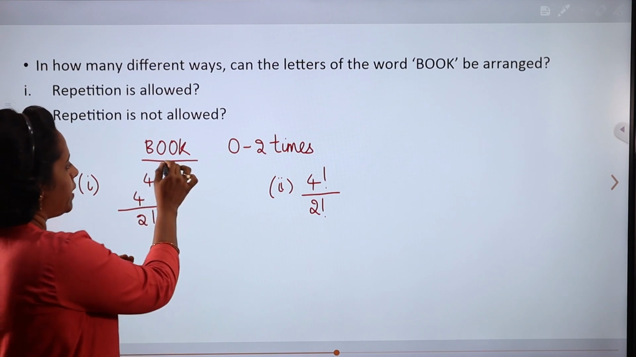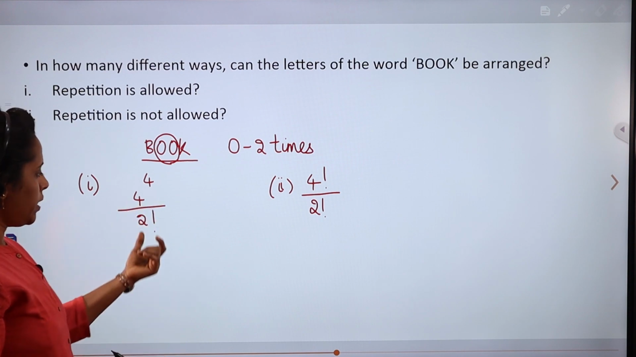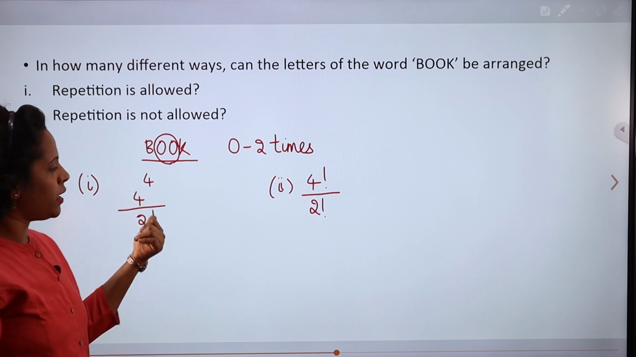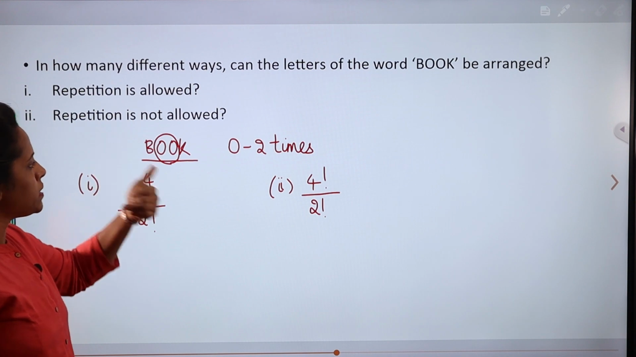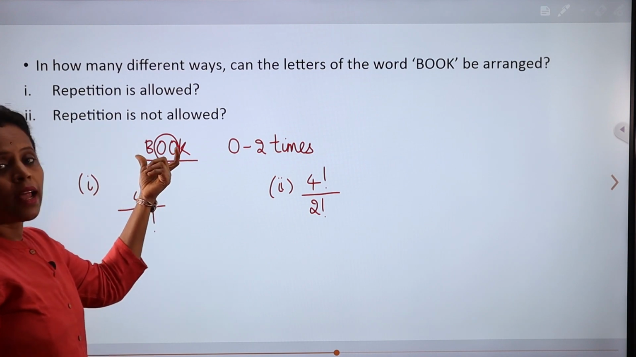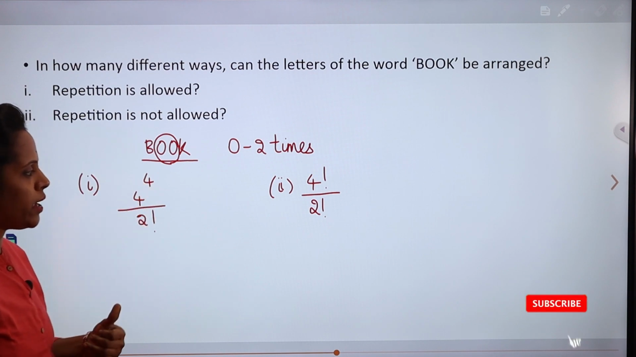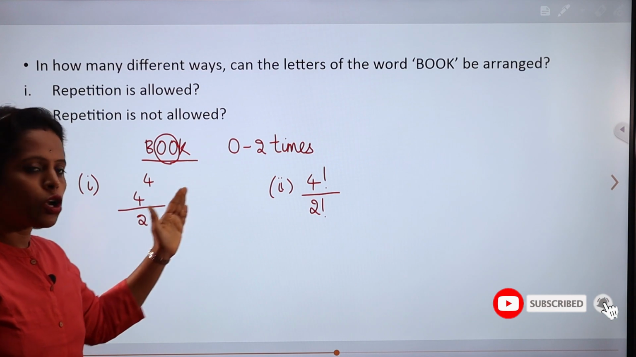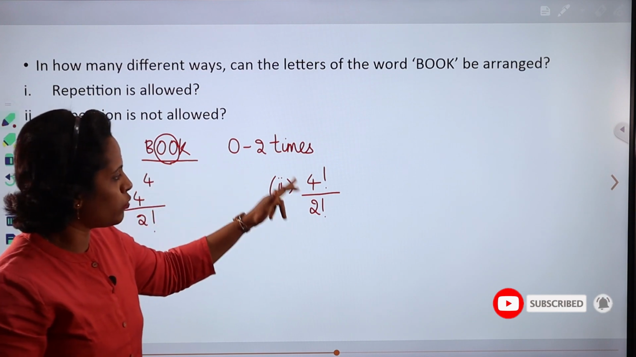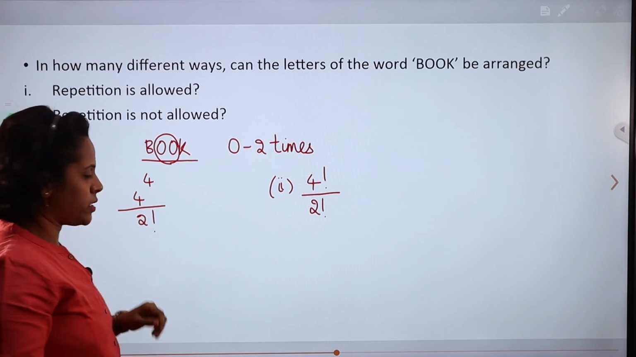Whenever we have repeated letters in the given word, we need to write it in the denominator. So when repetition is allowed, the number of words that can be formed using letters of the word book will be 4 power 4 by 2 factorial. And when repetition is not allowed, it will be 4 factorial by 2 factorial. Let's see the next question.